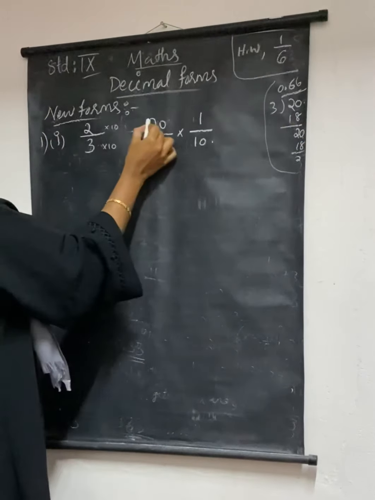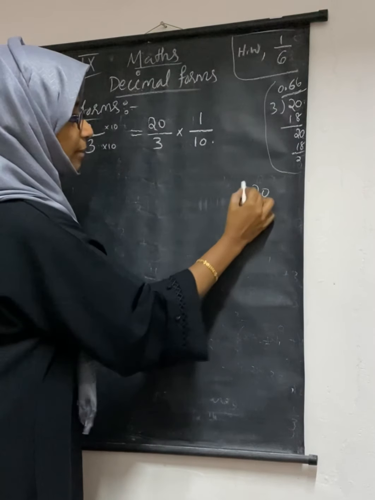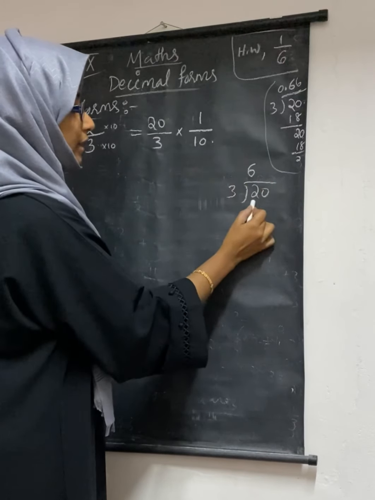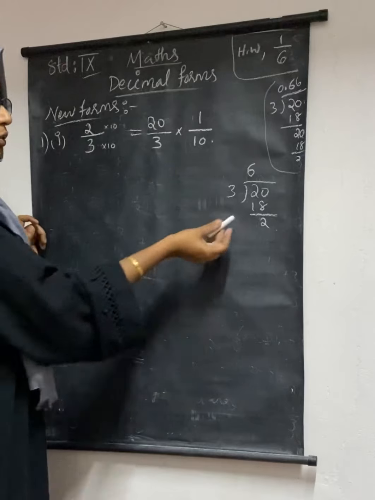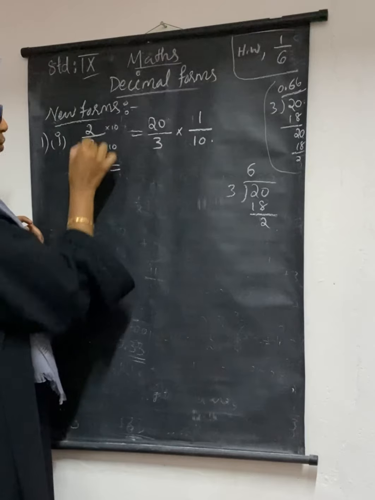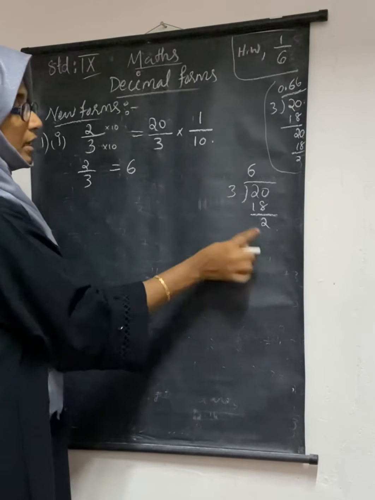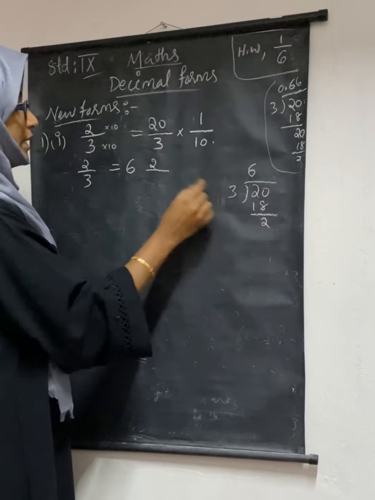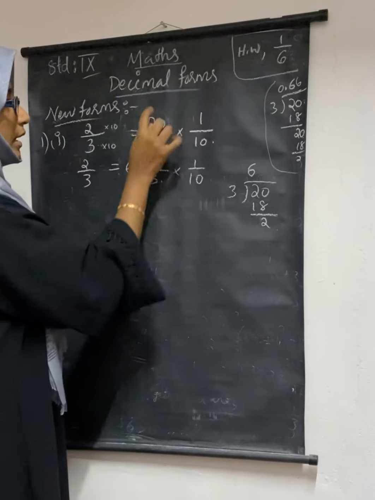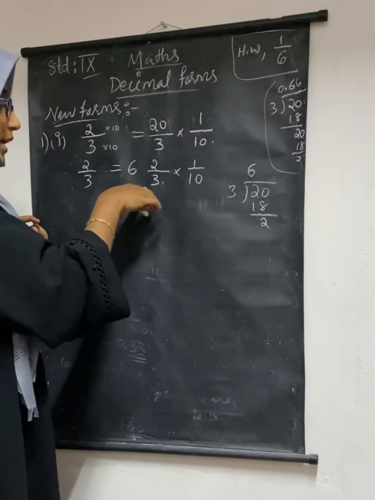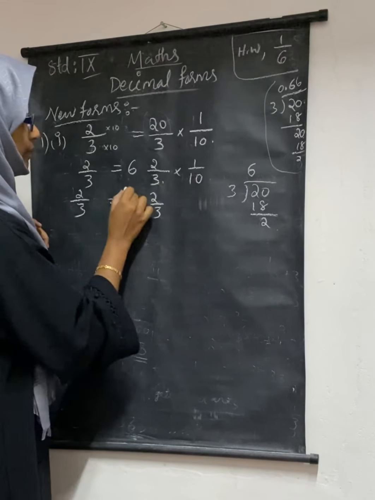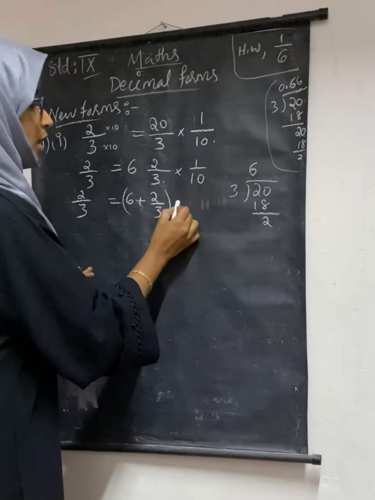0.66 is the answer. Now we have to divide 20 by 3. 20 is not there; less than 20 you have 3 sixes are 18. So 2 is the remainder. Now you have to write this as a mixed fraction. So 20 by 3 is equal to quotient 6, remainder 2 by the divisor 3, into 1 by 10. Understood, no? We do it this way and make it into a mixed fraction. So it is 6 plus 2 by 3, and you have to write it in plus form into 1 by 10.